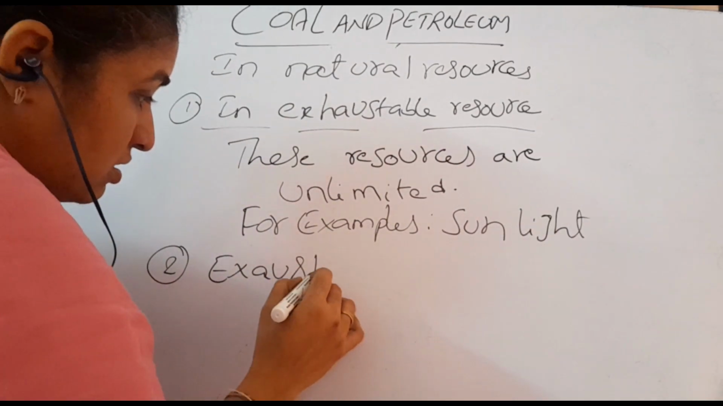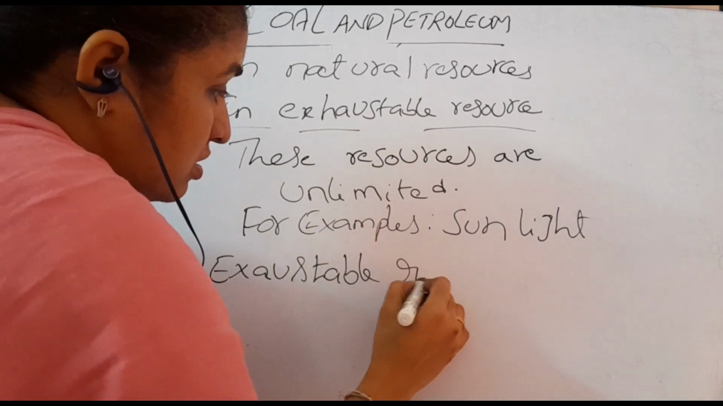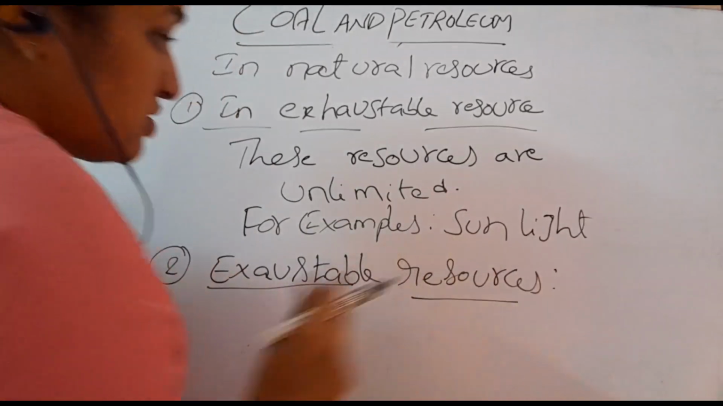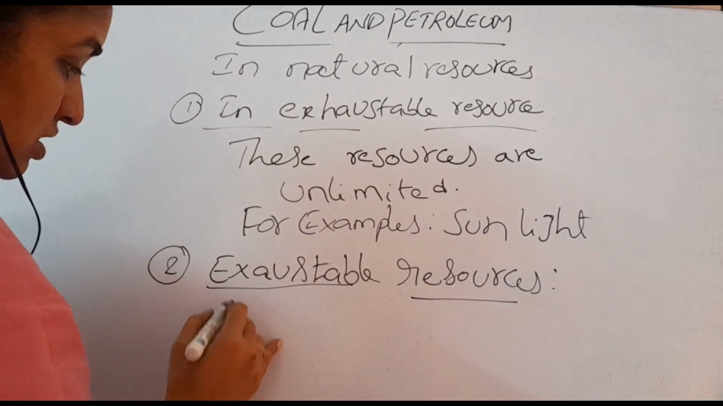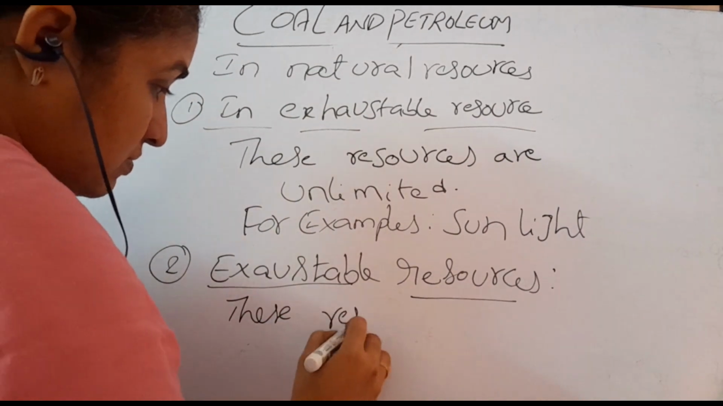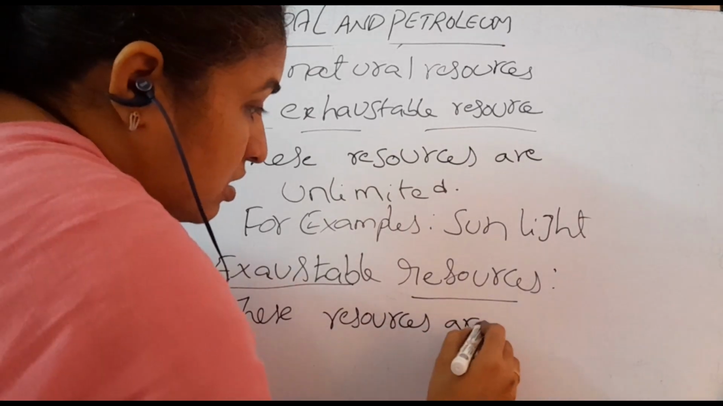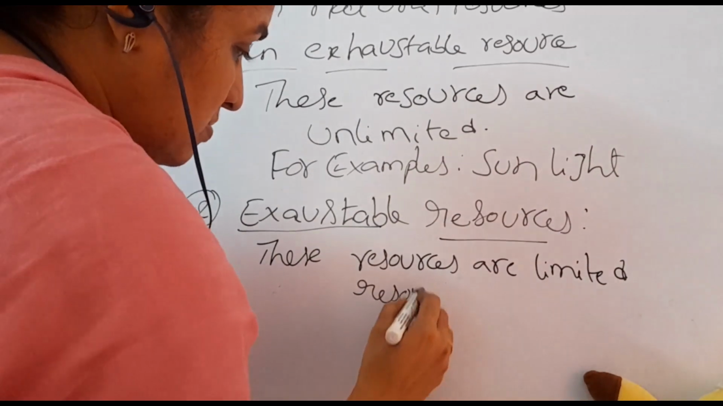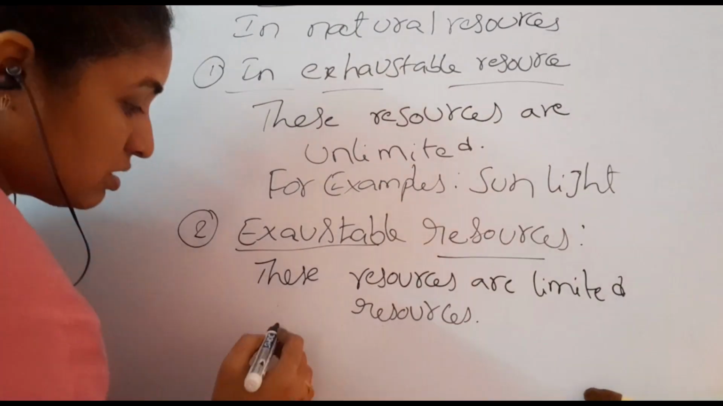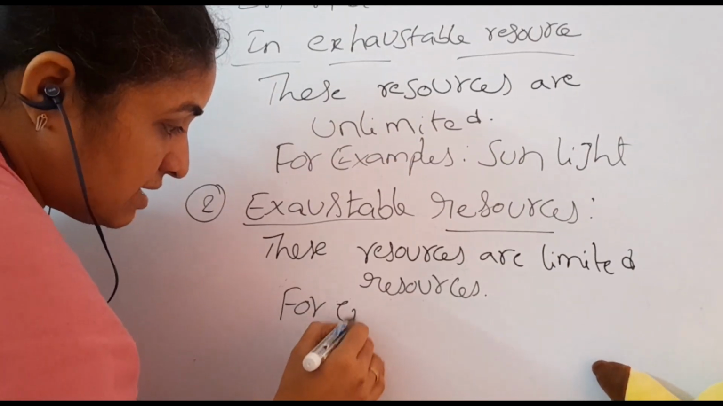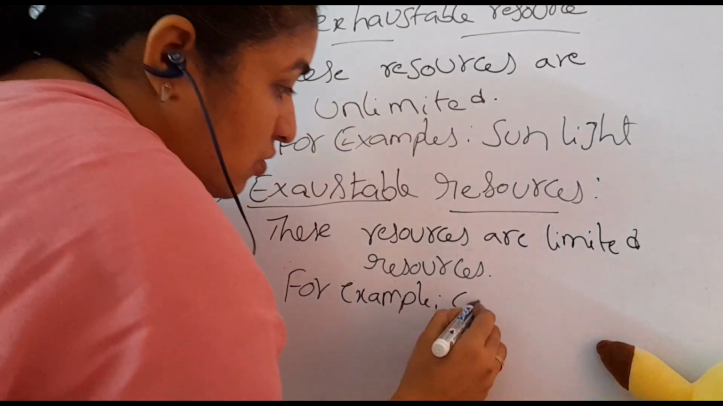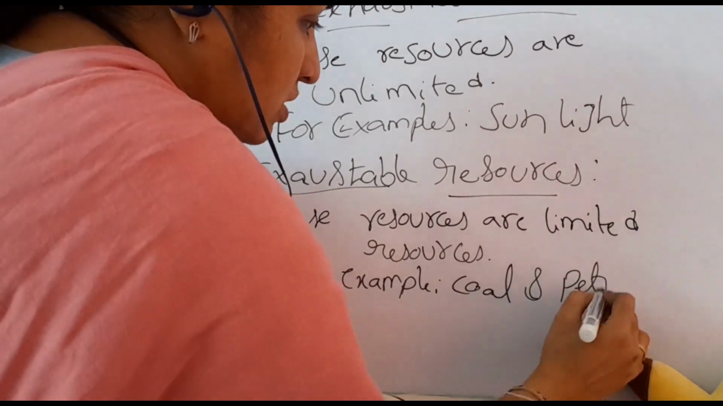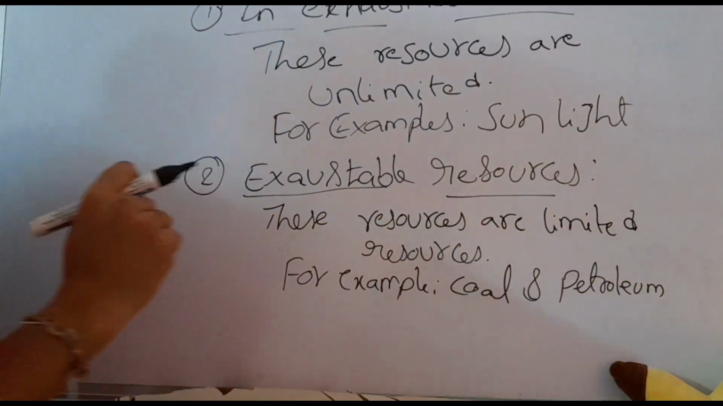And the second one is exhaustible resources. Exhaustible resources are limited natural resources. For example, coal and petroleum.